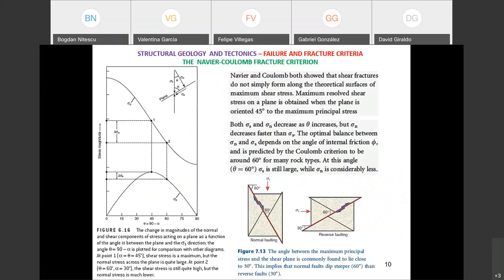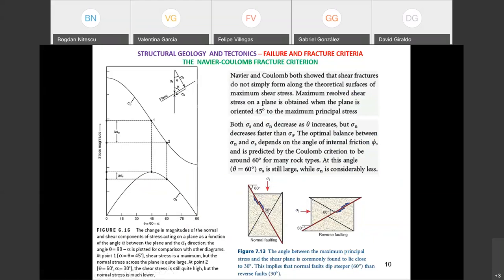All right, now I'm going to finish with this. This is very interesting and important. This is something you have seen. It describes the value of the normal stress and the shear stress on a plane. Depending on the angle of the plane, as you remember from studying for the test, the values of the normal stress and the shear stress change. At zero degrees, perpendicular to sigma 1, you have the maximum normal stress and no shear stress. Then at 45 degrees, you have the maximum shear stress.